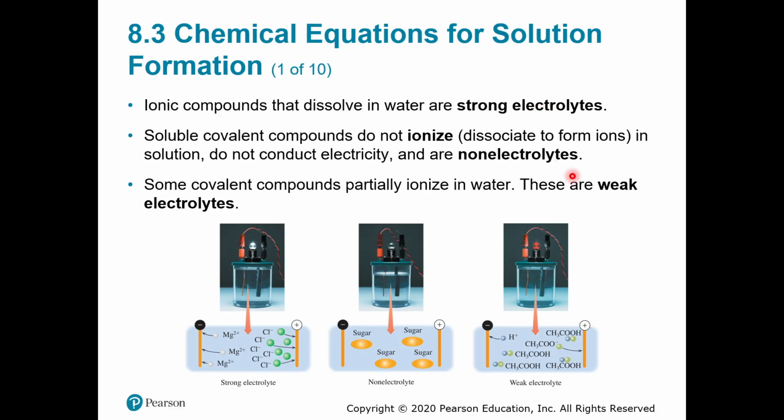And then ones that partially ionize in water are going to be weak electrolytes. Weak electrolyte meaning it does not come apart fully in water. Vinegar is going to be one example. Acetic acid, which is about 5% of vinegar, is a weak electrolyte. But there are other examples as well. Anything that only partially ionizes, partially dissociates, is going to be a weak electrolyte.